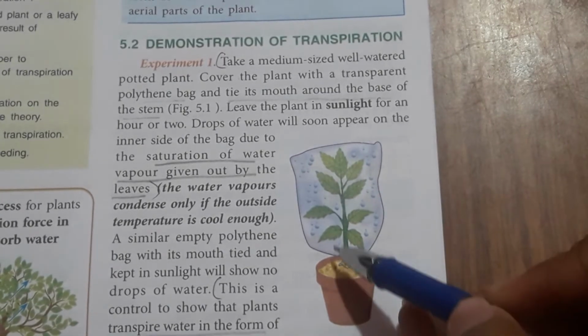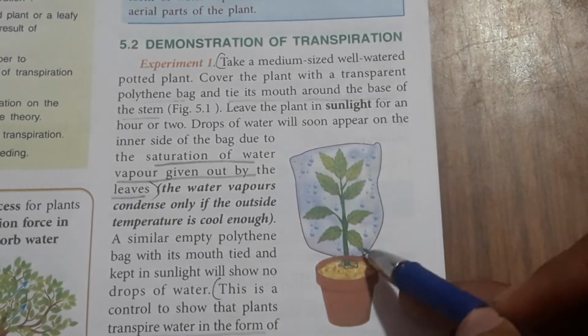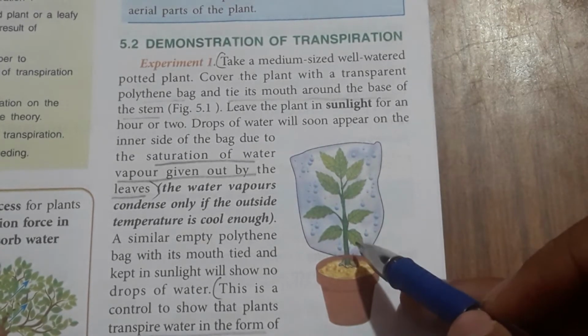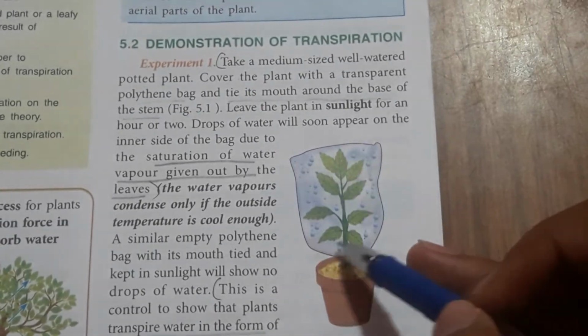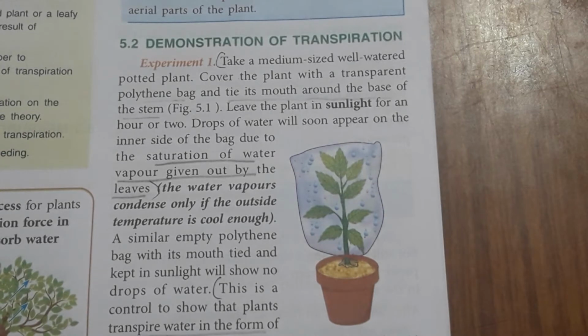See here, a well watered potted plant is covered with a polythene bag and kept in sunlight for half an hour to 1 hour. Then you can see the droplets appearing on the inner layer of the polythene bag. This proves that transpiration evaporates water.